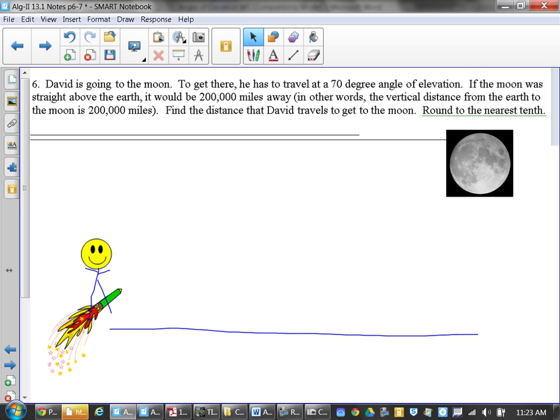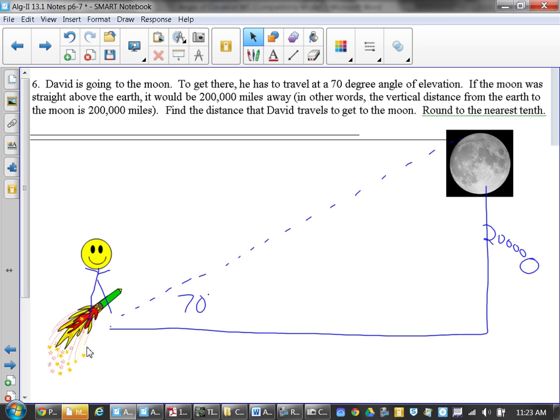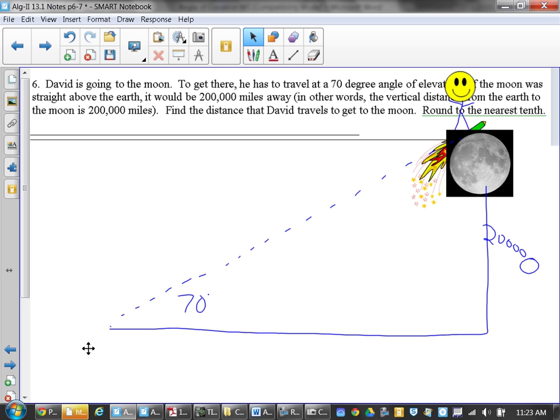Remember, there's a horizontal distance and a vertical distance. You should draw the vertical down. The vertical distance is how much? 200,000. It said if the moon was straight above you. There. What is the angle? 70 degrees.